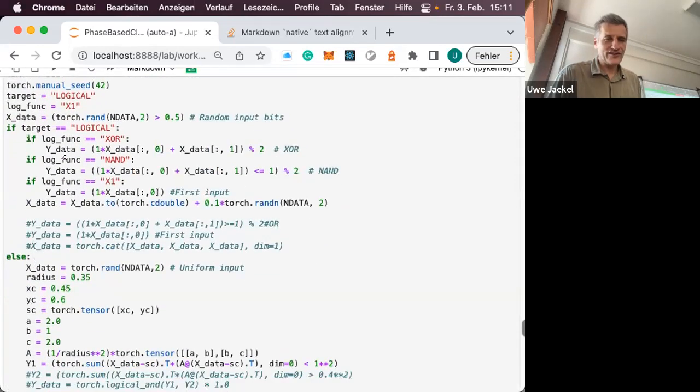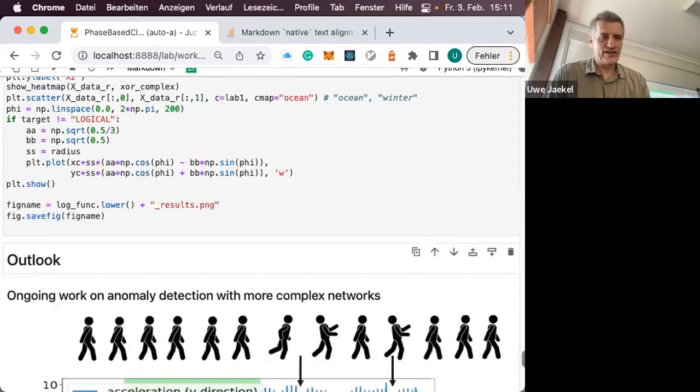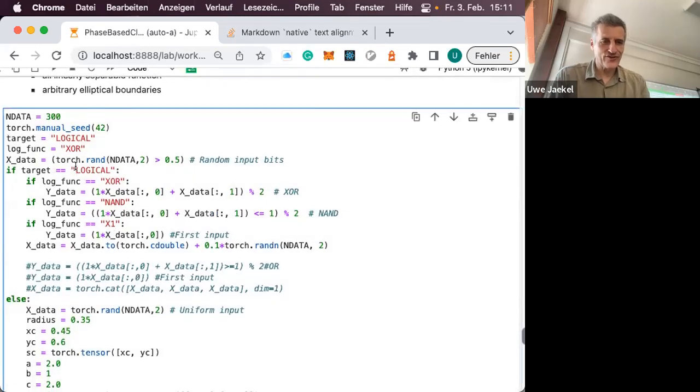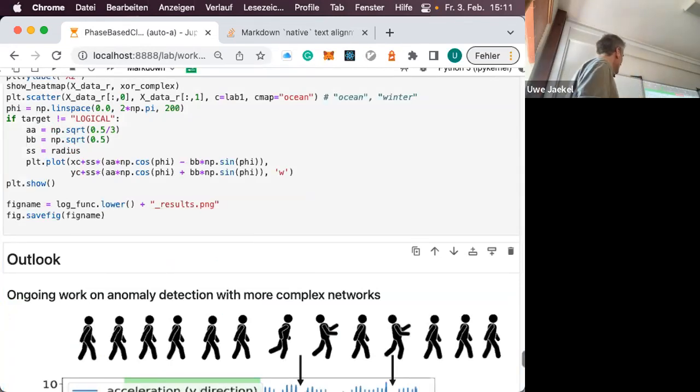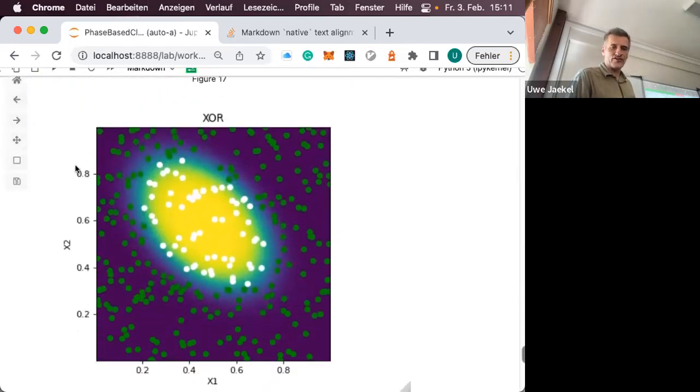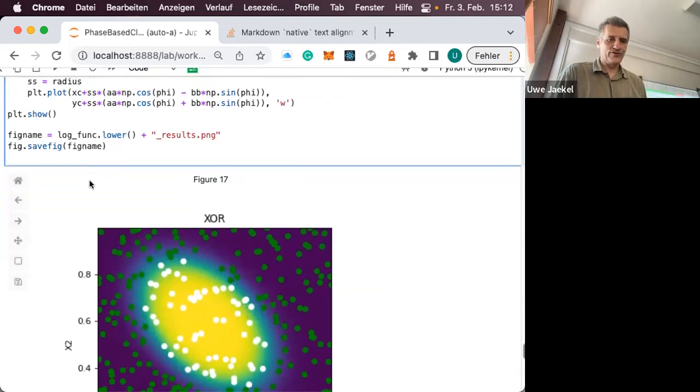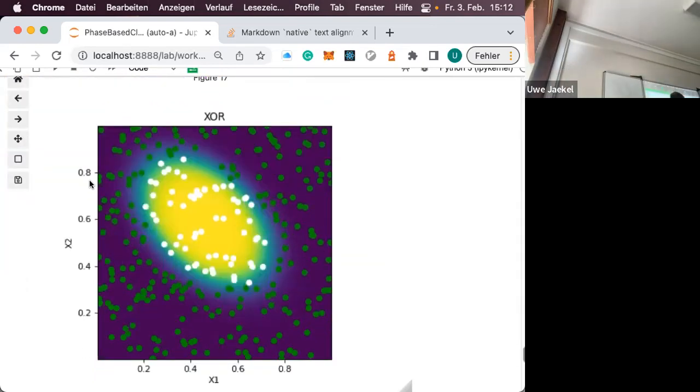Yeah? And now let's get this one back to the XOR. I just wanted to show you one example where we actually have to set this to something else, but logical. I just wanted to show you what comes out when I actually use data that are separated by an elliptical boundary. And then it looks like this. Anyhow, you see the idea. All white points are classified correctly in this cell. So in this case, these were the healthy, let's say the healthy patients, and the green dots are the sick patients.